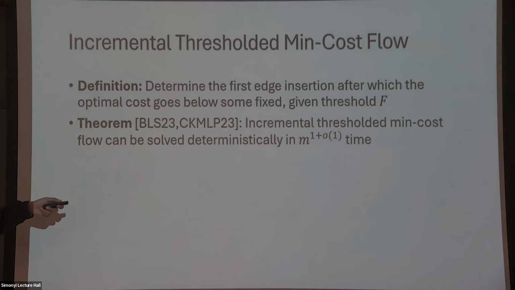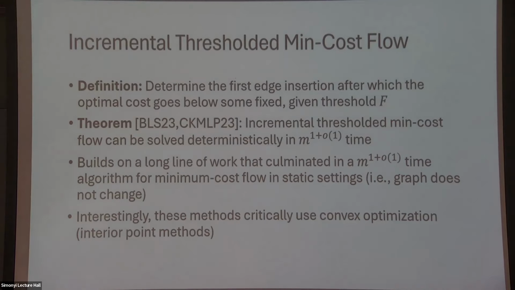And what we prove is that this problem can be solved in the same runtime, m to the 1 plus little o of 1. Now, once again, just to highlight that these are very much not combinatorial approaches, this algorithm builds on a long line of work that gave an m to the 1 plus little o of 1 time static algorithm for minimum cost flow. So basically minimum cost circulation on graphs that aren't changing. Turns out those ideas extend to dynamic graphs in some natural way with some additional work.